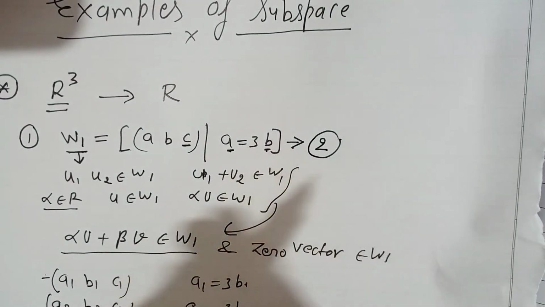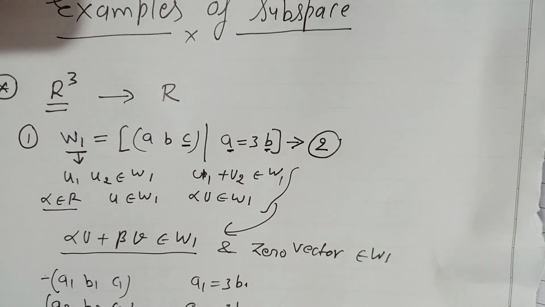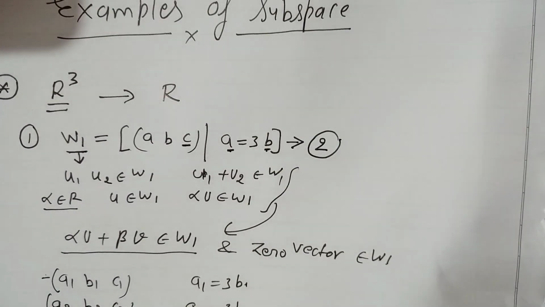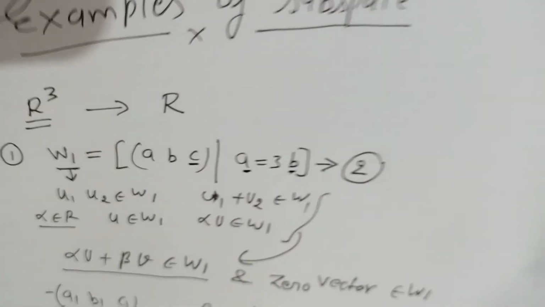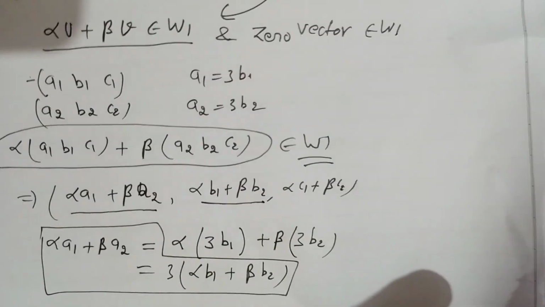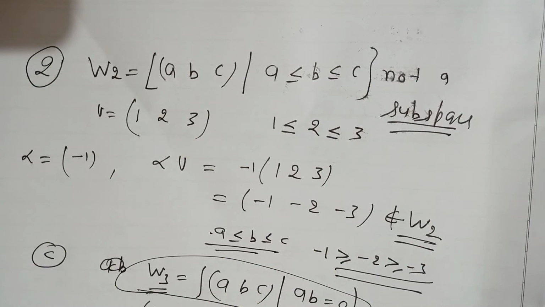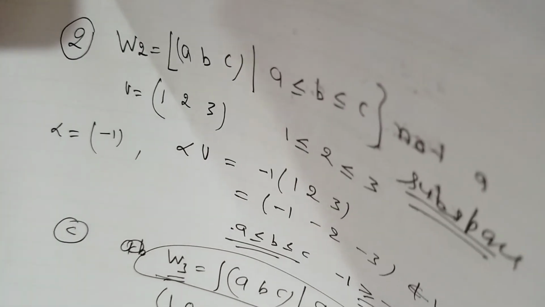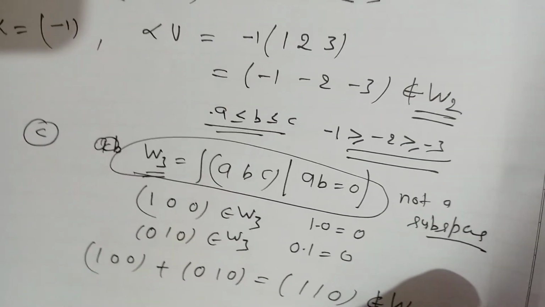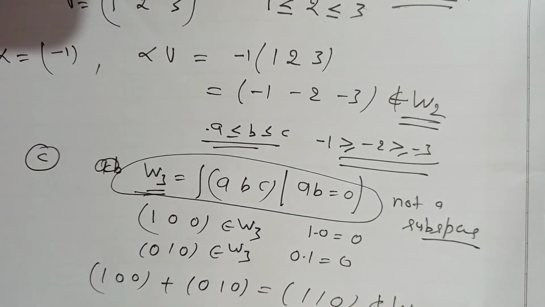There are only two free variables, B and C. A is dependent on B, so A is not free. W2, what do we have? Let me check here. W2 is not a subspace, so there is no point of having a dimension. W3 is also not a subspace, so no point of dimension.